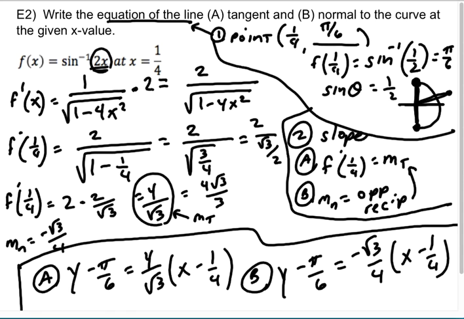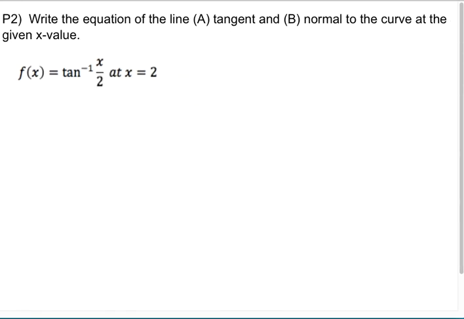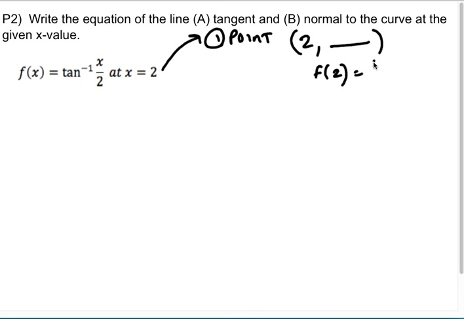All right, let's try another one. Write the equation of the line tangent and normal to the curve, and here's your value. So you can go ahead and pause me if you want. Again, the first thing I'm going to advocate that you do is the thing that is not calculus. So you need the point 2 comma blank. To find that blank, you need f of 2, which is going to be the inverse tangent of 1.